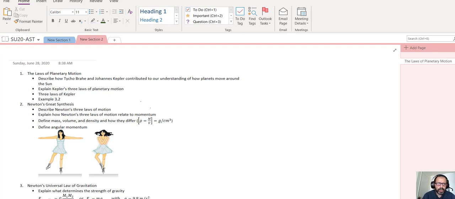Hi, and welcome to this unit from chapter three on the law of gravity. We'll be talking about section one today, namely the laws of planetary motion as Mr. Kepler has discovered them.